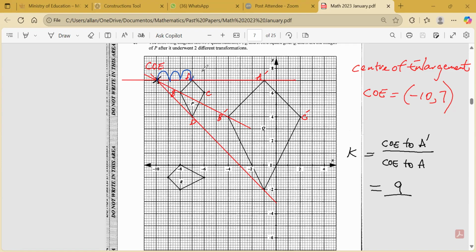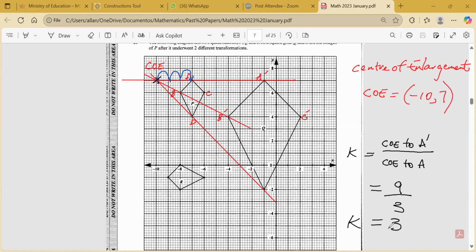Ezekiel, how many squares? 3. So you're dividing this by 3. 9 divided by 3 is 3. So our scale factor is 3.